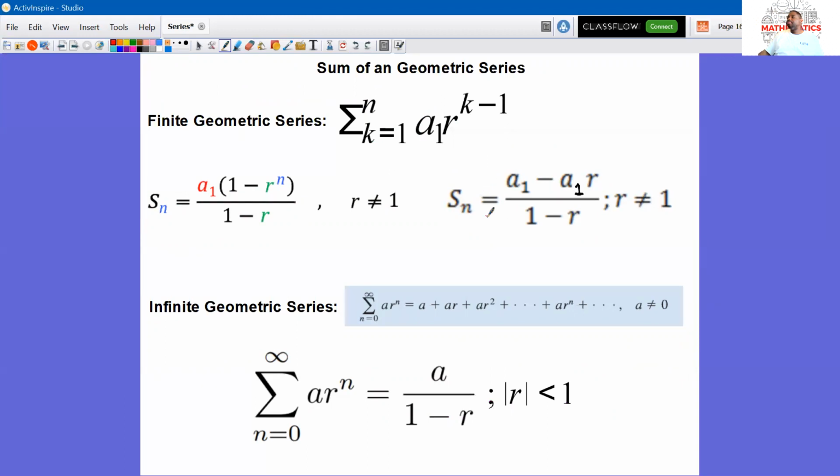So either formula works. Then we have another type of geometric series called infinite geometric series, where you just keep adding things. Okay, you keep adding terms over a period of time. Okay, but this series, pay attention to the fact it starts at 0. Okay, so from n equals 0 to infinity, we have AR to the n, and here's the formula to find its sum. So A over 1 minus r is the sum of the infinite geometric series, where the absolute value of r is greater than 1.